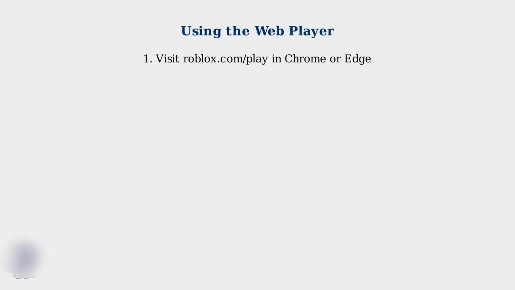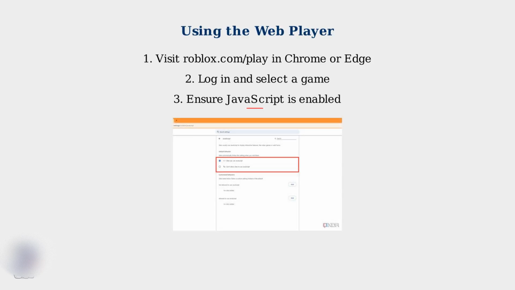To use the Roblox web player, visit roblox.com/play in a compatible browser like Chrome or Edge. Log in with your account and select a game to play. Make sure JavaScript is enabled in your browser settings for the site to work properly.